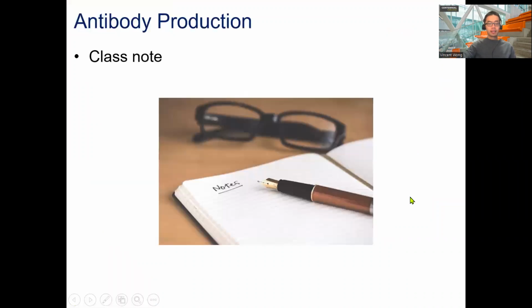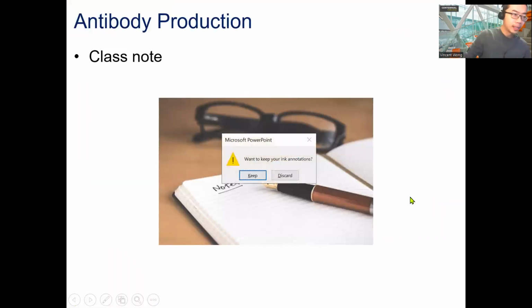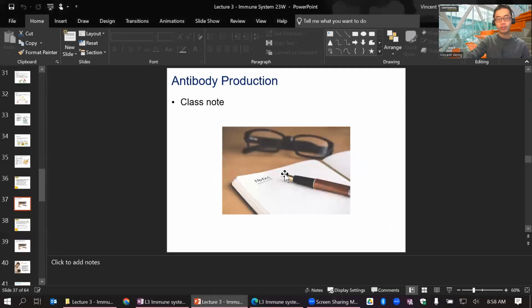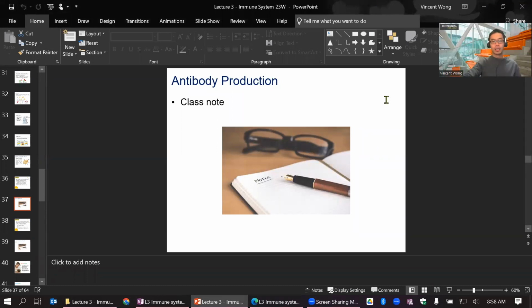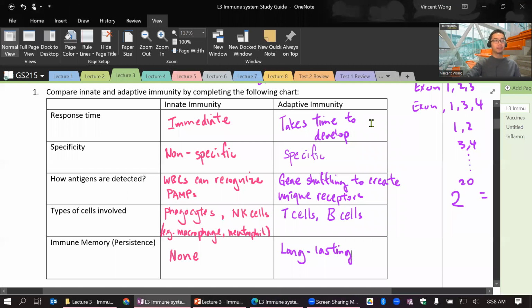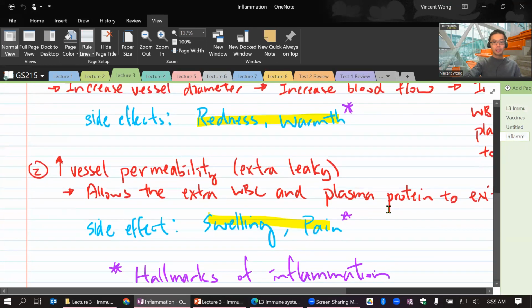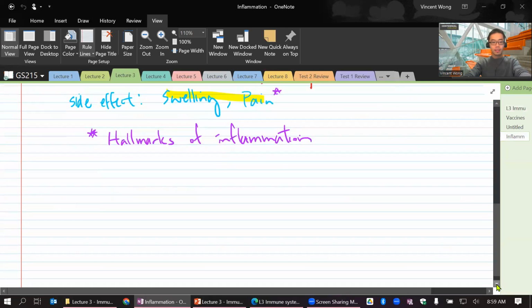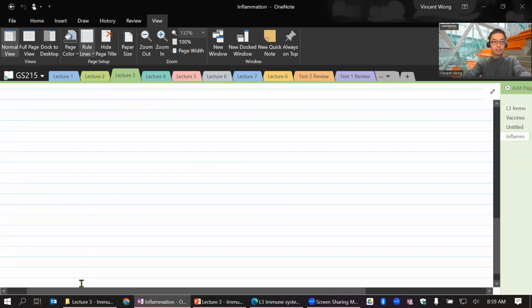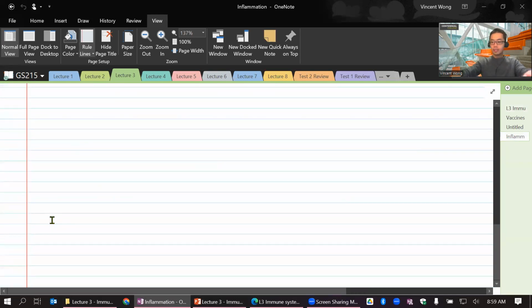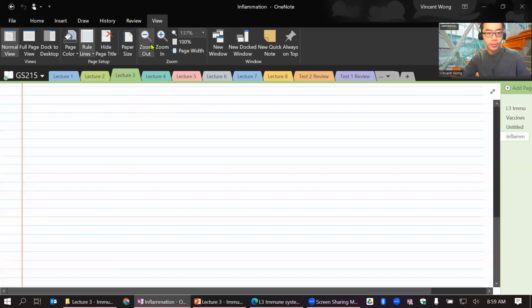Okay, class note. All right, so we're going to take a super big note on antibody production. You're probably going to need some colors, okay? Because the diagram will only make sense if you use color. Four colors maybe, if possible. I'm just going to keep on going with the note here from last class. Okay, this is a long note, all right? So brace yourself.